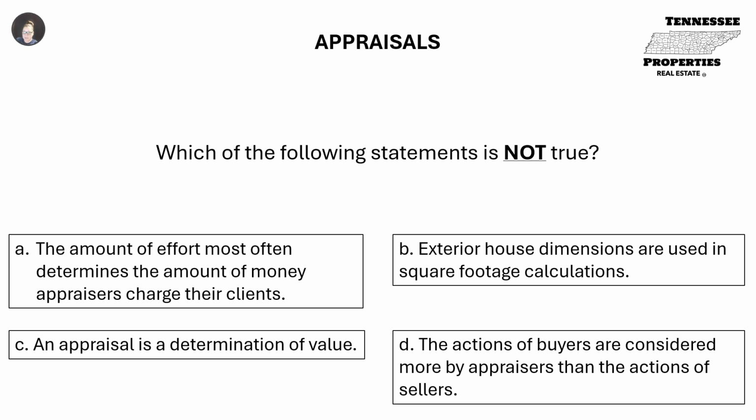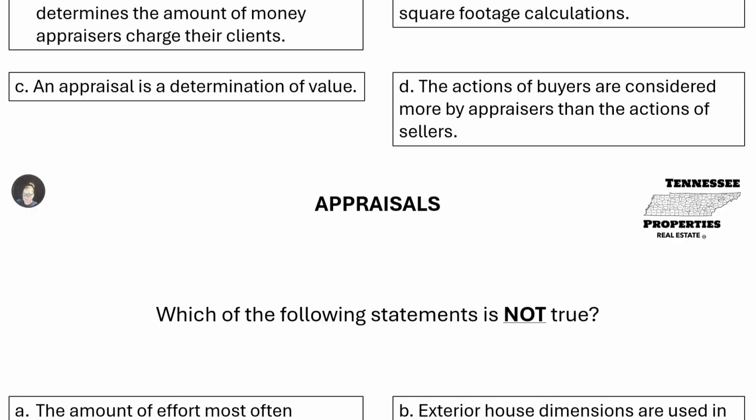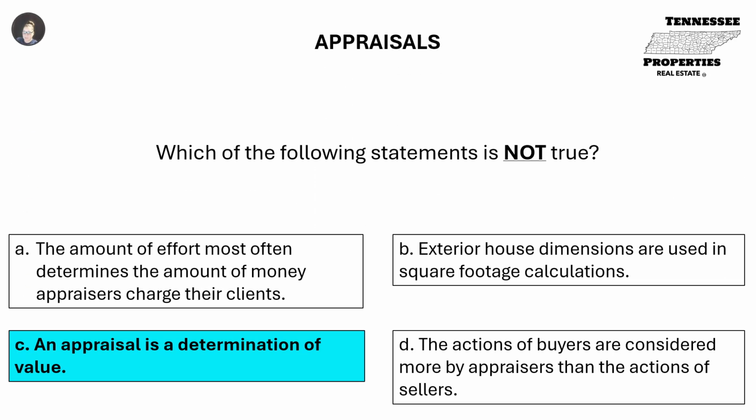Which of the following statements is not true? A. The amount of effort most often determines the amount of money appraisers charge their clients. B. The exterior house dimensions are used in square footage calculations. C. An appraisal is a determination of value. D. The actions of buyers are considered more by appraisers than the actions of sellers. C. An appraisal is a determination of value.